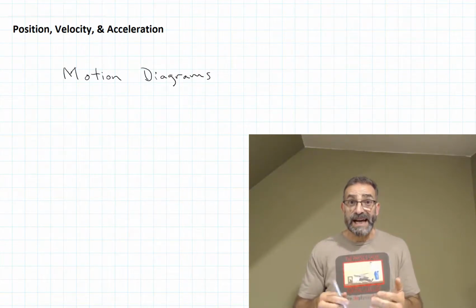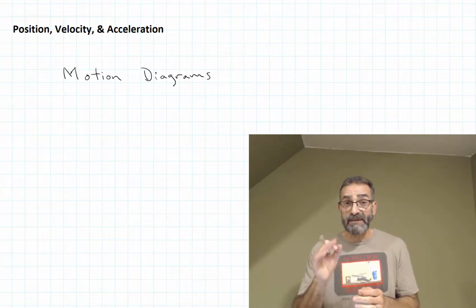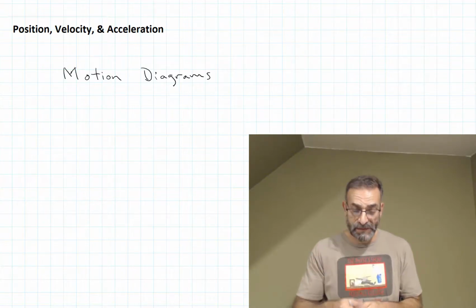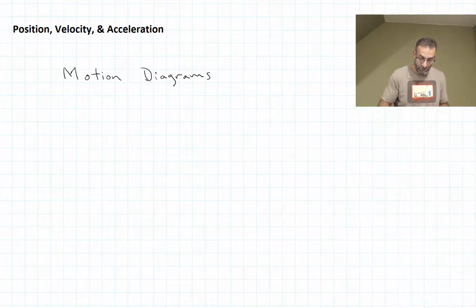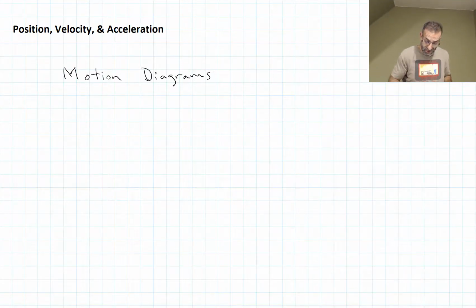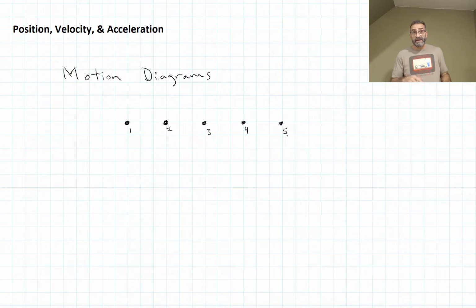So if we were to put a dot where the object is every time the light flashes, we would get a motion diagram. So in this case, maybe the object would be here the first time the light flashed. And then maybe it would be here the second time the light flashed. And then it would be here. You get the idea. So if this was the case, how would you describe this motion?